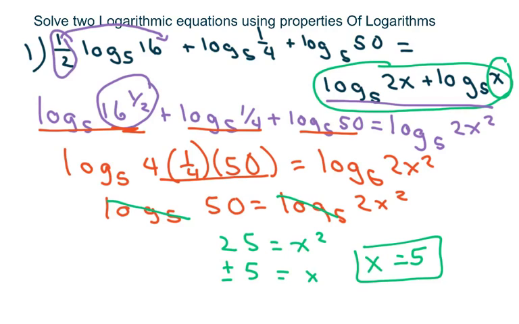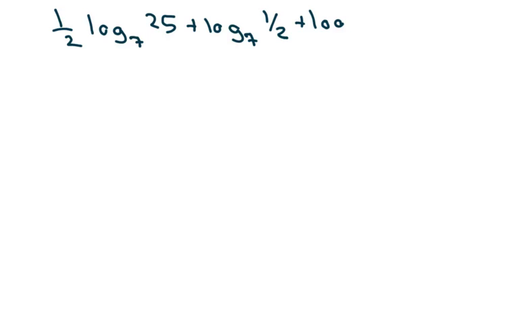Okay, the next problem I have is very similar. It is 1/2 log base 7 of 25 plus log base 7 of 1/5 plus log base 7 of 32 equals log base 7 of 2x plus log base 7 of x. I have to write it over here, so I'm going to write it down here.